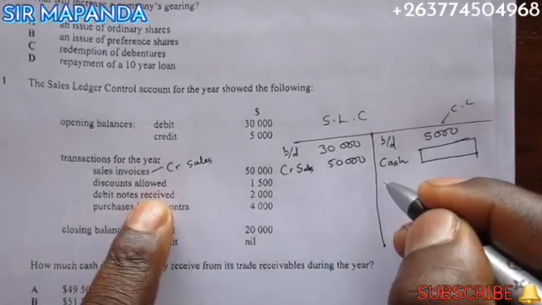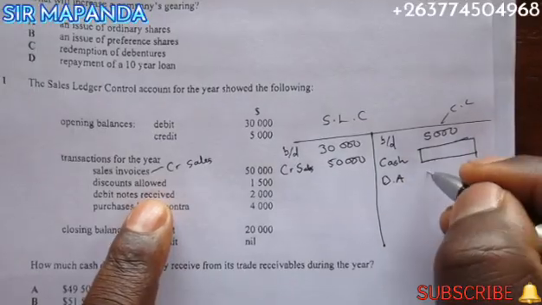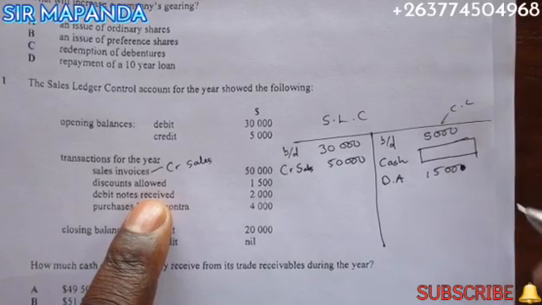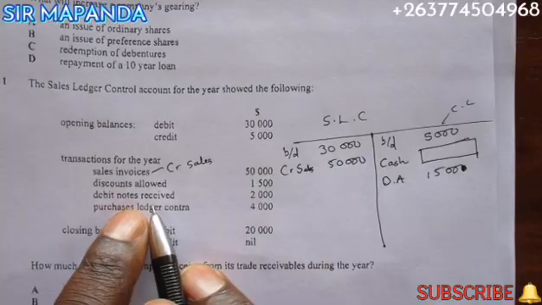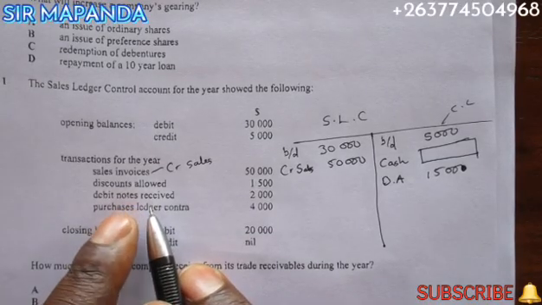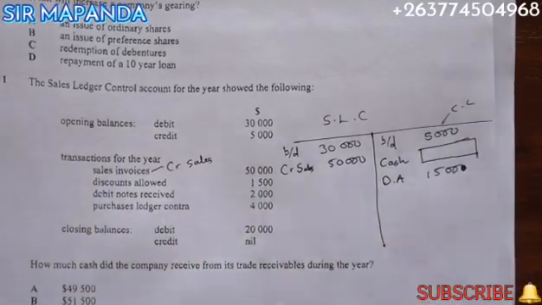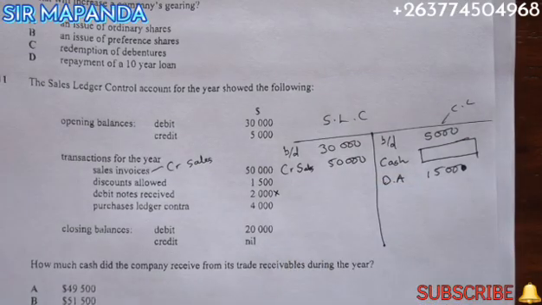Discount allowed 1,500. So discount allowed is going to be credited. You put 1,500 on the credit side. I hope you are following. Then debit notes represent returns outwards. But if we were given credit notes, we are going to record the credit notes as returns inwards on the credit side. So this one, I'm going to leave it like that, since returns outwards do not appear in the sales ledger control account.